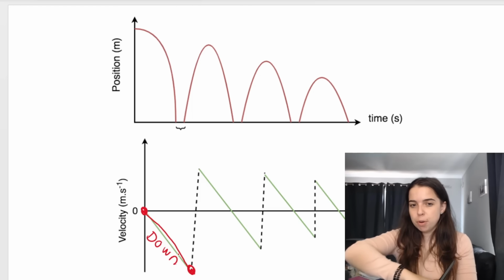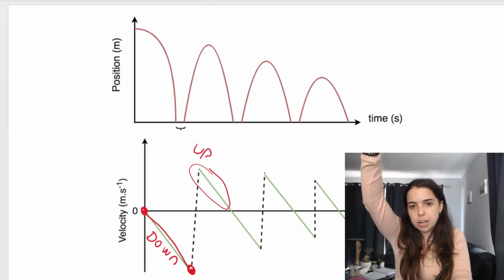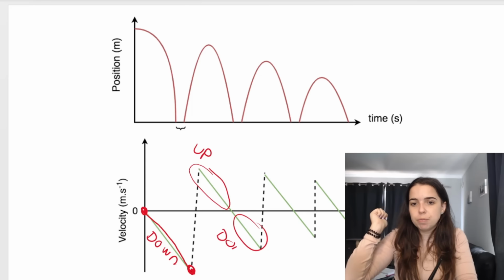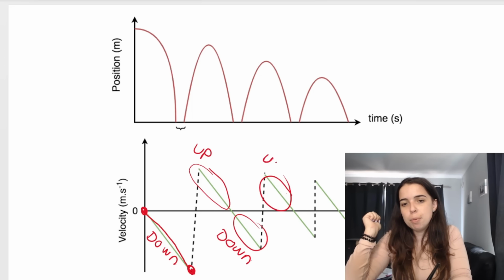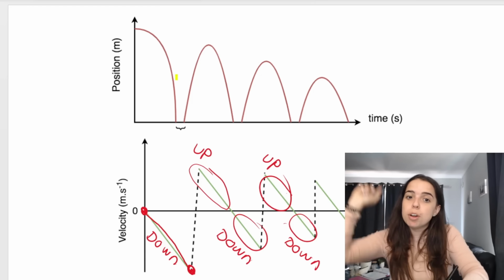Remember, when you're at the bottom of the velocity time graph, you're going one direction. When you're at the top of the velocity time graph, you're going in a different direction. So this is going up. This is going down. This is going up. This is going down. Just keep that in mind. And it does correspond with the curve.